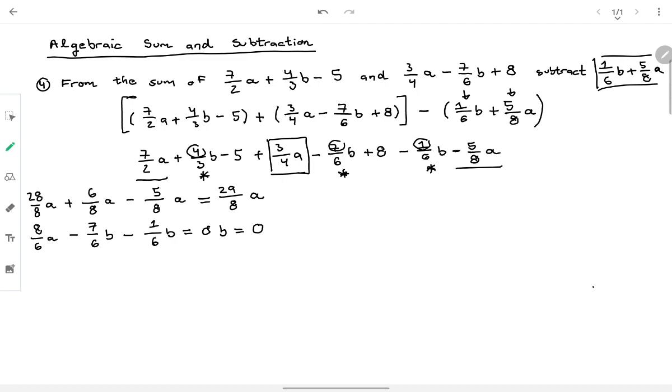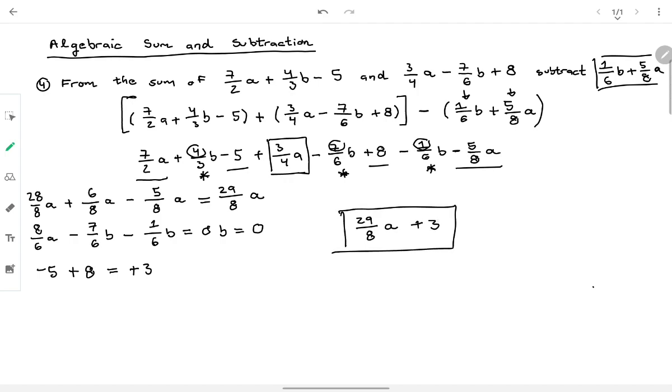So the next one is going to be the independent terms, and we have minus 5 plus 8. That will be plus 3. So for our final answer, remember, we need to put it ordered with the rules of the course. So it will be alphabetical order. So it will be 29 over 8 of A plus 3, and that will be it. That's our final ordered answer.